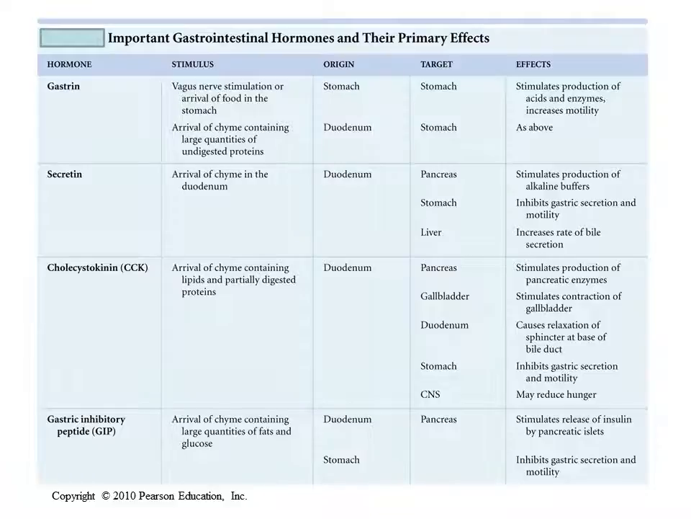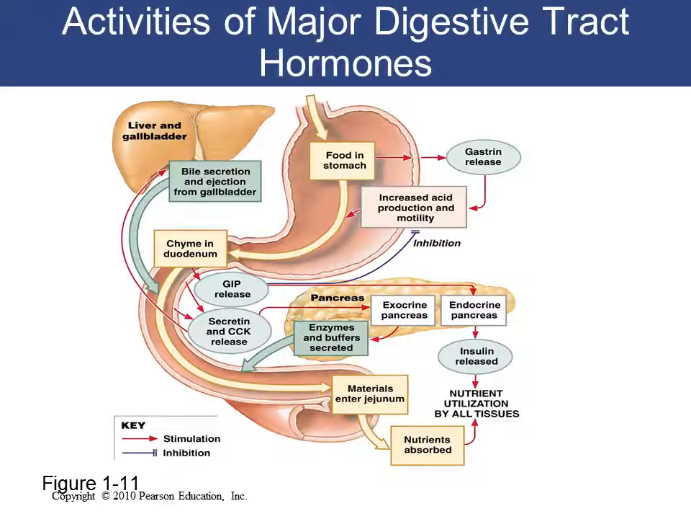So these are, apart from the enzymes that we are going to discuss in the major digestion that help to digest the food, also some of the hormones that are of good effect that help in controlling the enzyme activity or the activity of these organs in digestion. So these are the four hormones: gastrin, secretin, cholecystokinin, and gastric inhibitory peptide. So the activities of major digestive tract hormones.